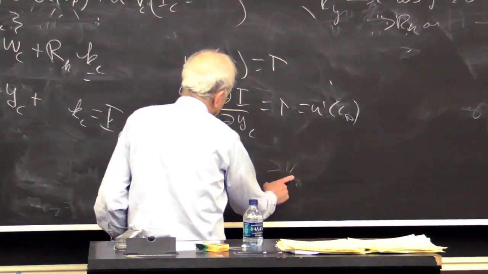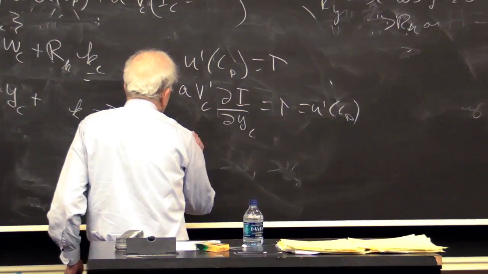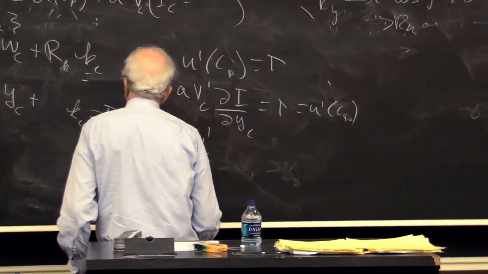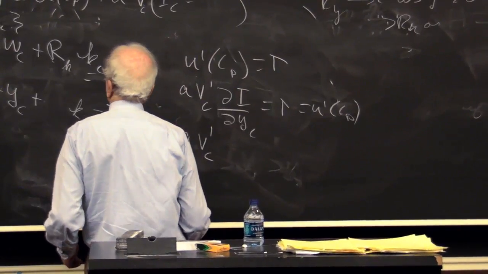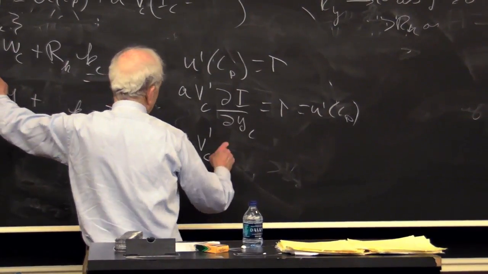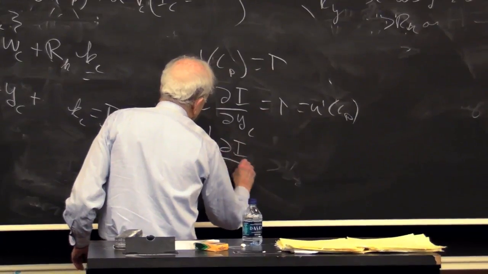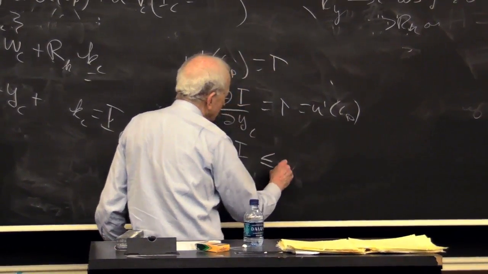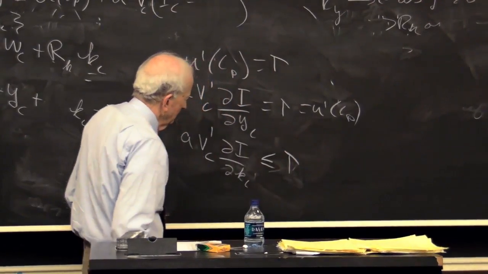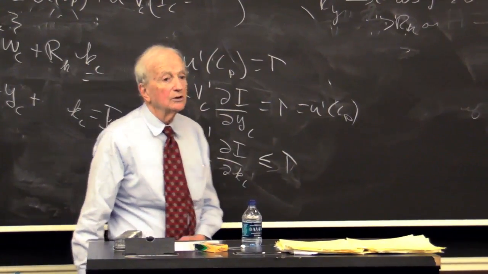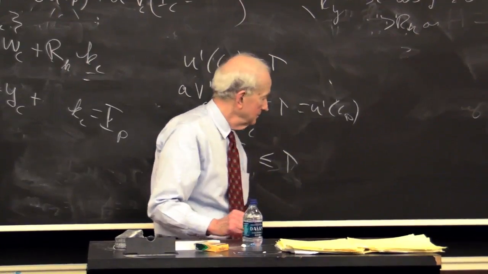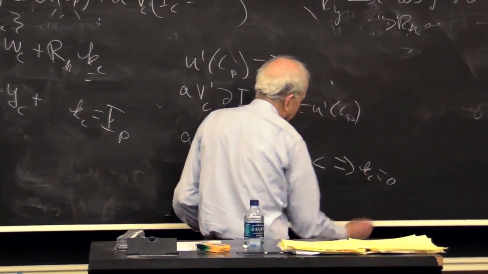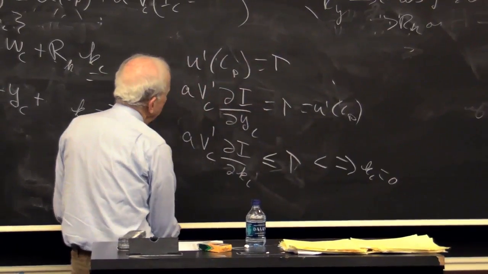And we have another condition for K, that A V prime C, and we differentiate the same way, the K of C, that's going to be less than or equal to lambda. If we're strictly less than, it means you won't give any bequest. So less than implies KC equal to 0. Now what does this condition come down to?